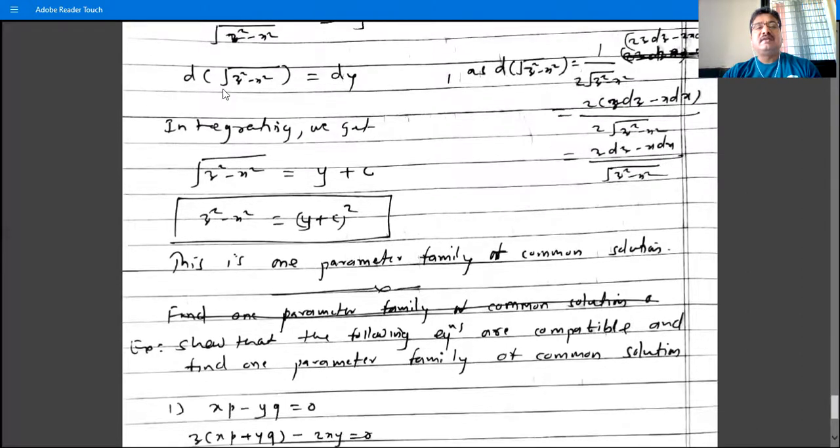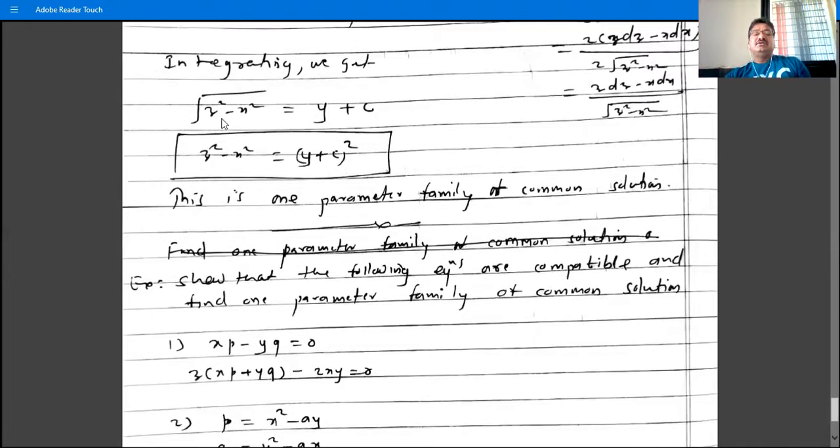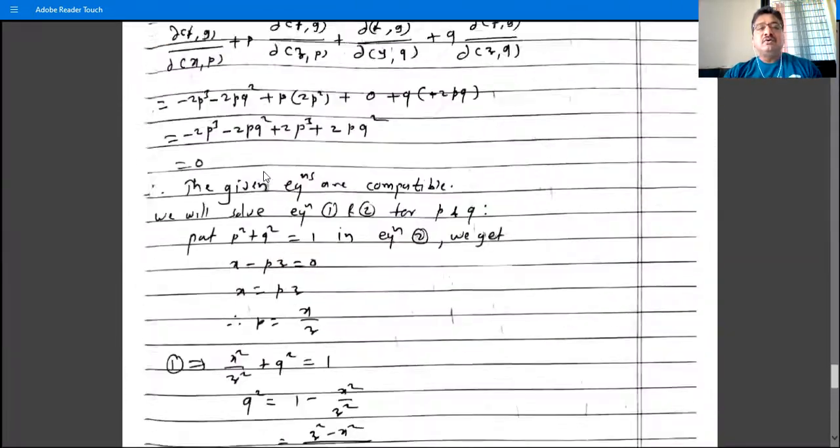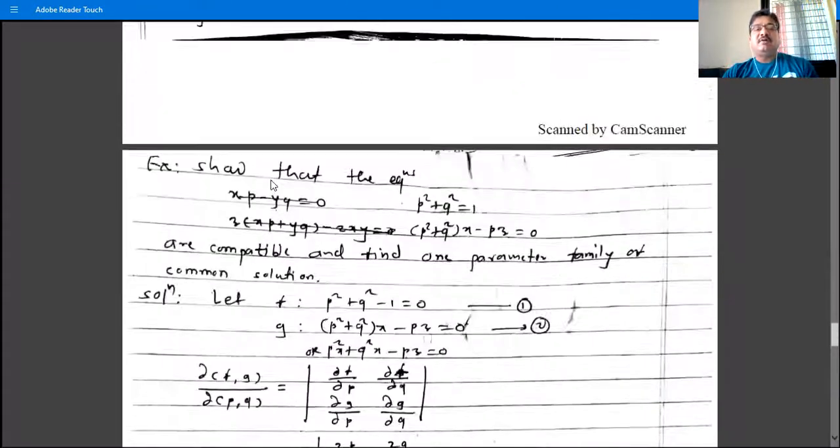Integrating both sides, derivative and integration get cancelled, so we have root(z² − x²) = y + c, the integral of dy being y, plus the constant of integration c. We can retain this as the last equation, or square both sides. So what do we have? z² − x² = (y + c)². Either write this as the final answer or that as the final answer, and this is the one parameter family of common solution. So this is the problem on the compatible system.